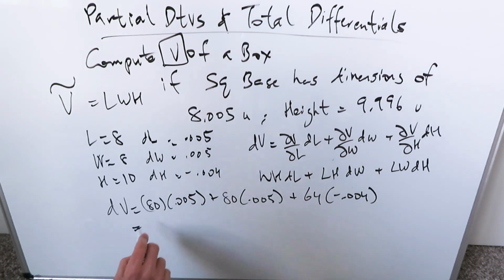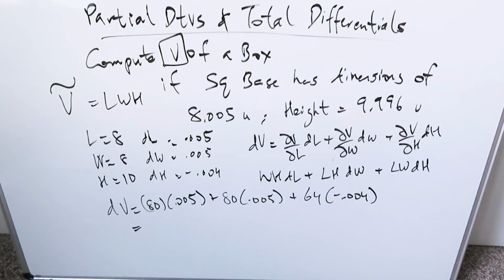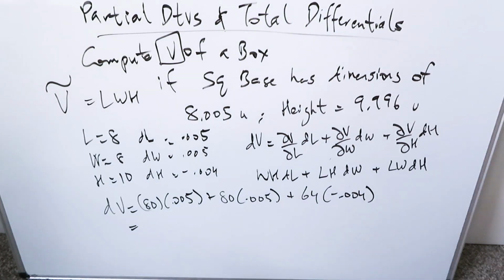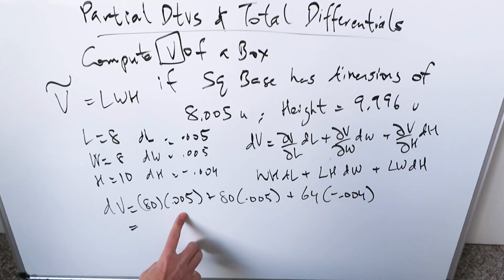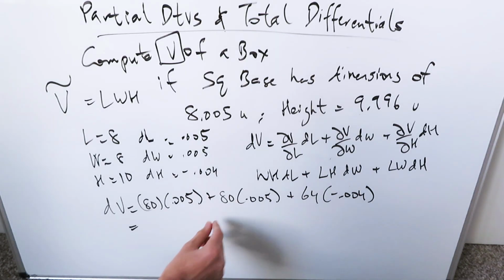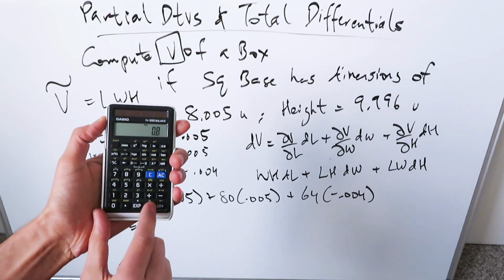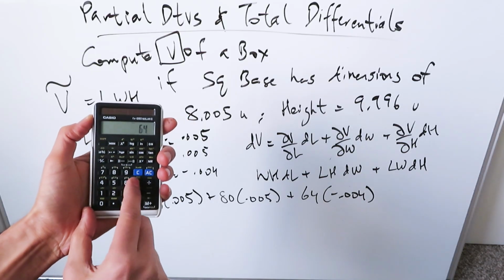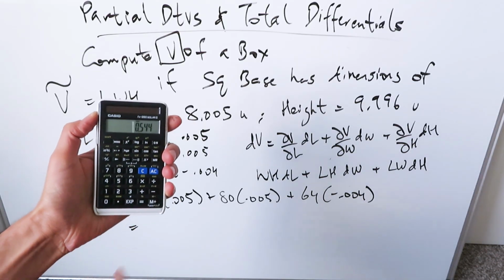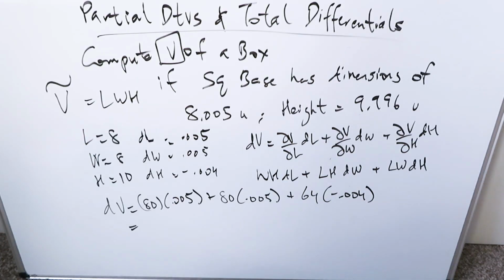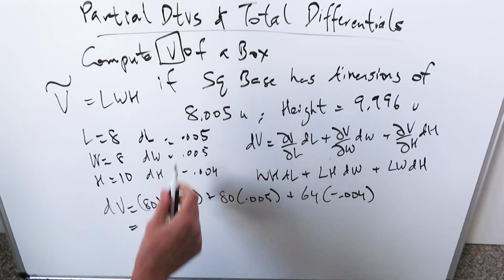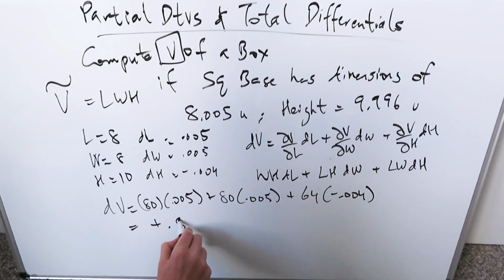I have to compute this. This will be my dV, my change. And let's bring the answer here. Let's do this computation. 80 times 0.005 times 2, because these are identical, we'll just do it that way, plus 64 times minus 0.004, I have here 0.544. That is giving my total differential of volume as a positive 0.544.